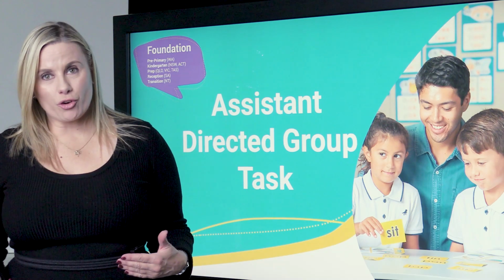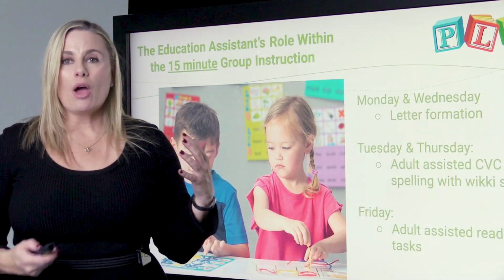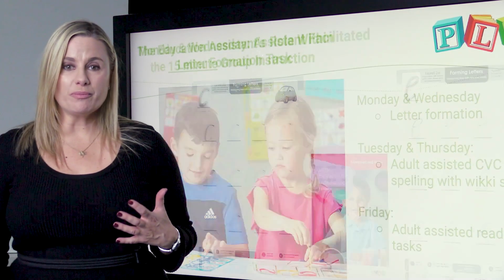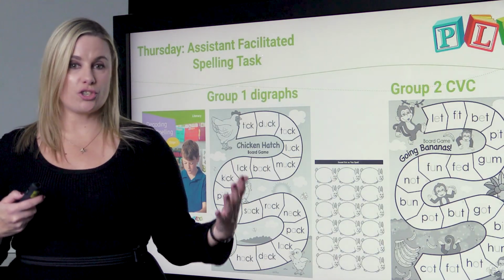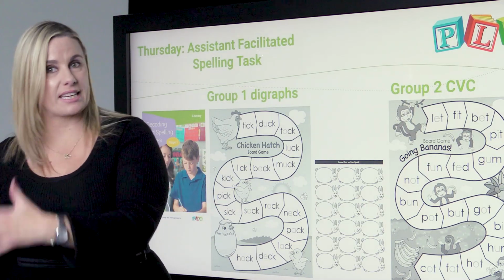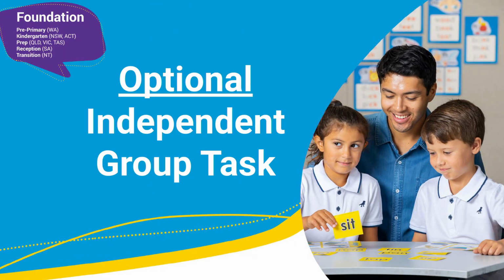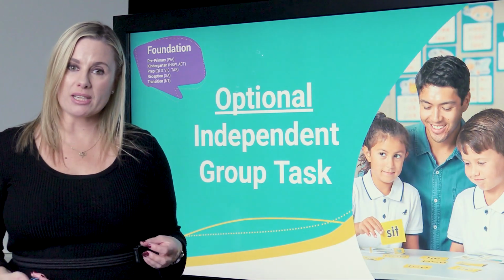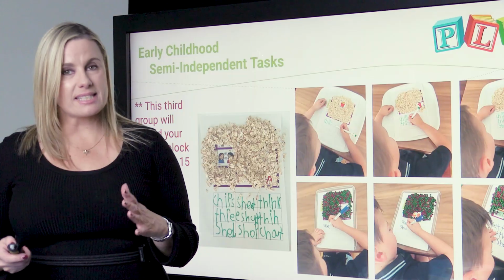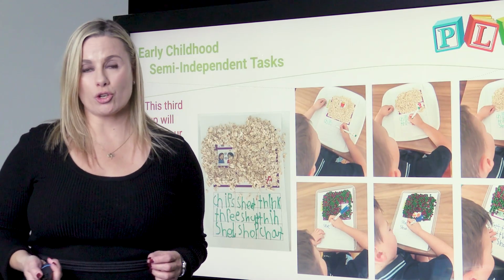The assistant-directed group task at this stage is a 15-minute rotation with Monday and Wednesday letter formation, followed by Tuesday or Thursday adult assisted spelling task looking at the digraph group or the CVC group, followed by a Tuesday, Friday reading and spelling task. There is the option for an independent group task. However, this is a semi-independent task, but please remember that this will add 15 minutes to your literacy block time.